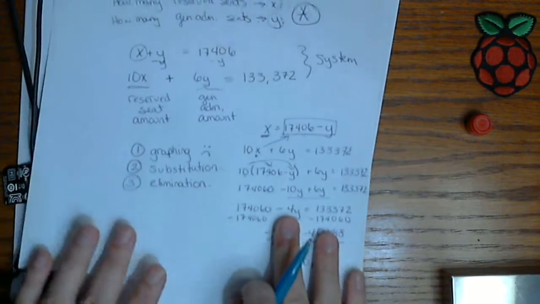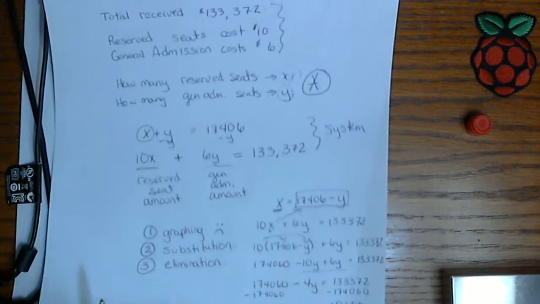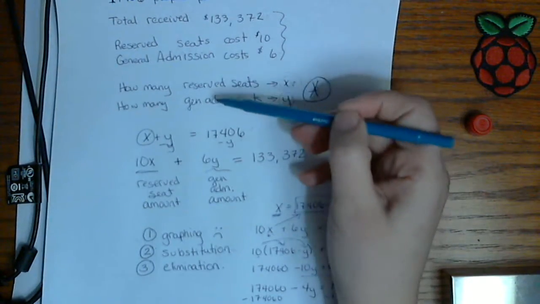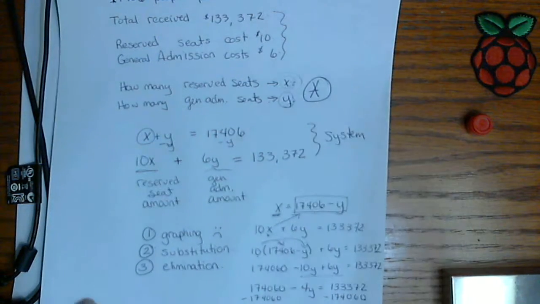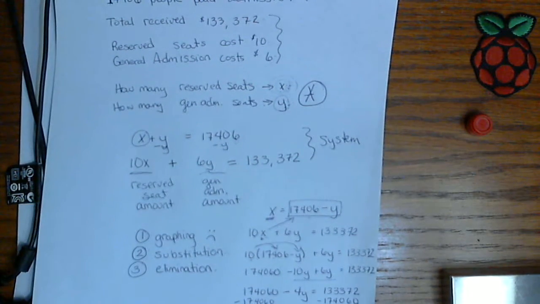Well, so what? Y is equal to 10,172. What does that mean? Well, let's go back up and think of what that meant. Y is equal to the number of general admission seats. So that means that there were 10,172 general admission seats.